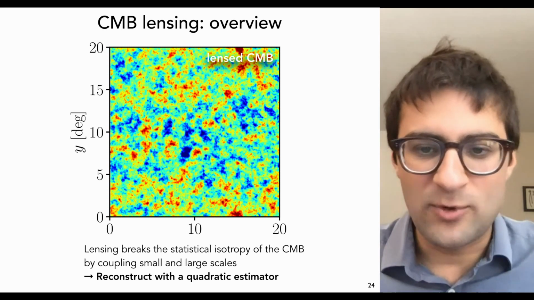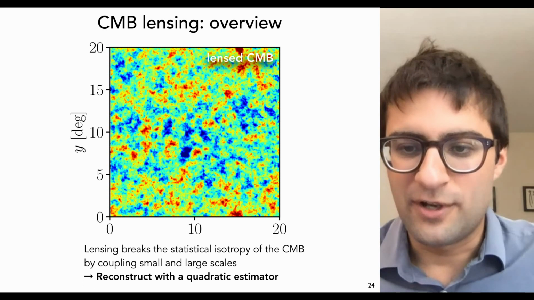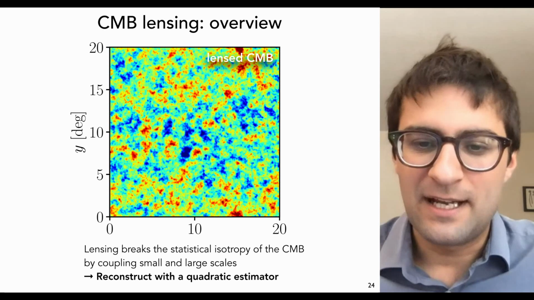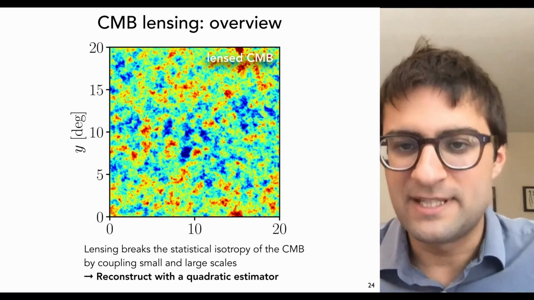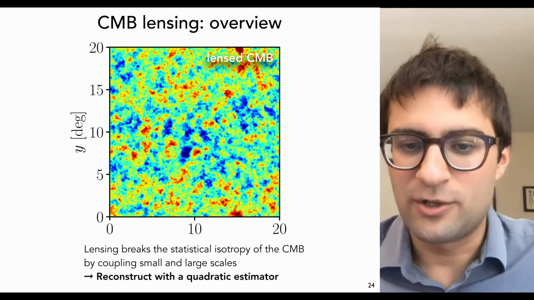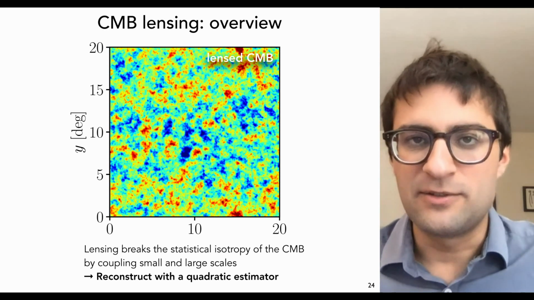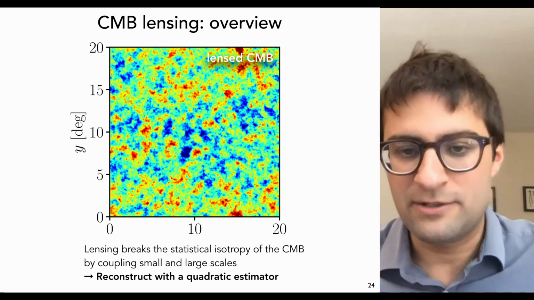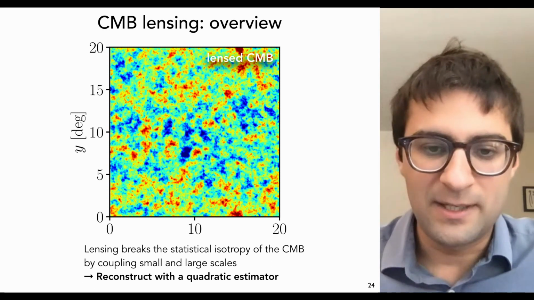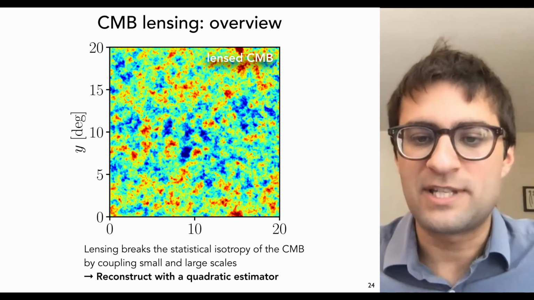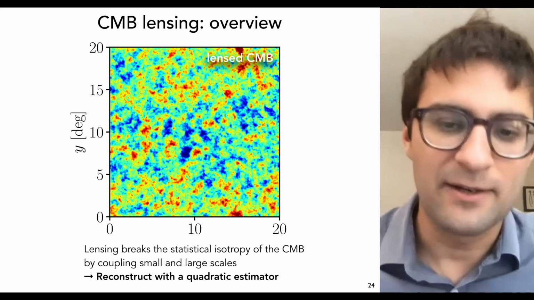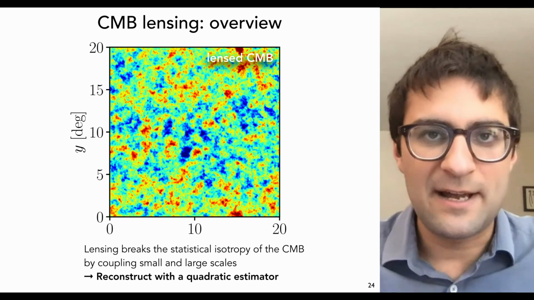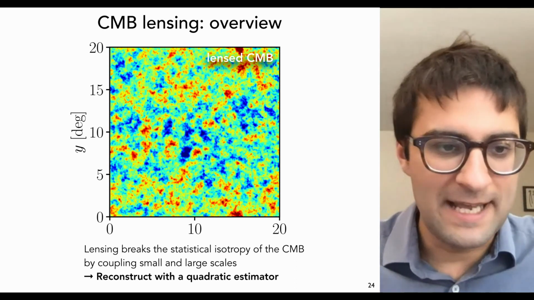We use the fact that lensing breaks the statistical isotropy of the cosmic microwave background. Operationally, what it means is that the small and large scale Fourier modes in the CMB, which would normally be uncorrelated, become coupled. And so naturally, the way we measure lensing is by estimating this coupling between small and large scales. And to estimate this coupling, we measure the covariance between small and large scales. So our estimator is quadratic, a quadratic estimator, a product of small and large scales. So this is how CMB lensing works and how we estimate it.